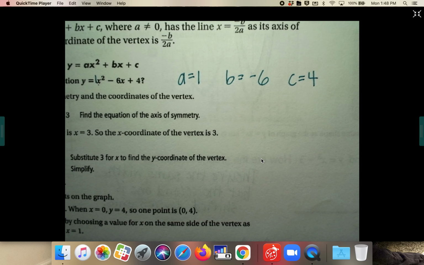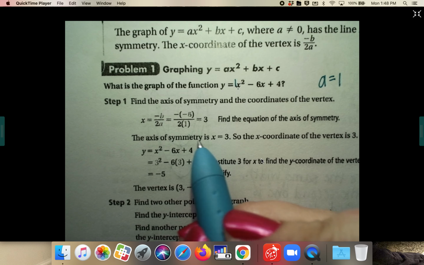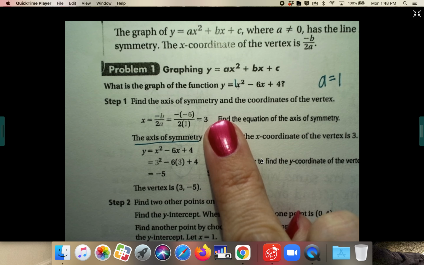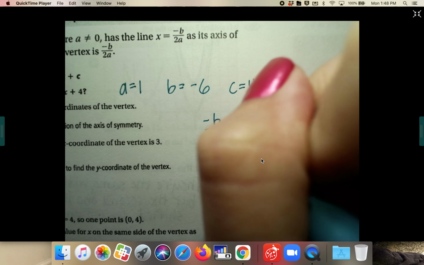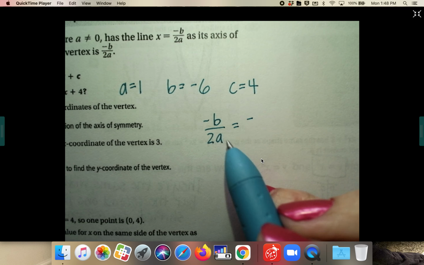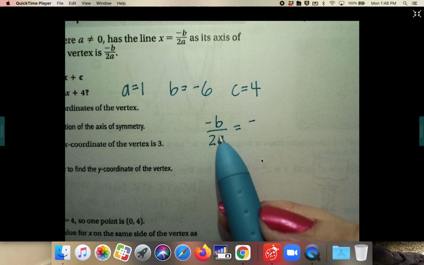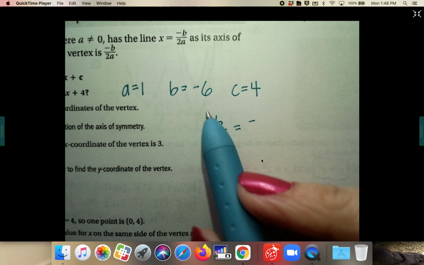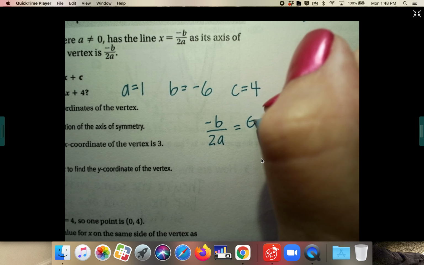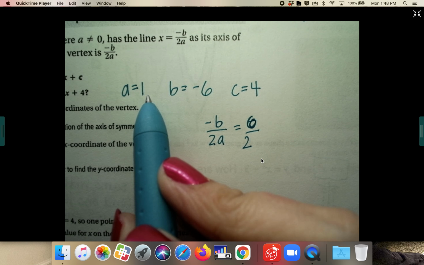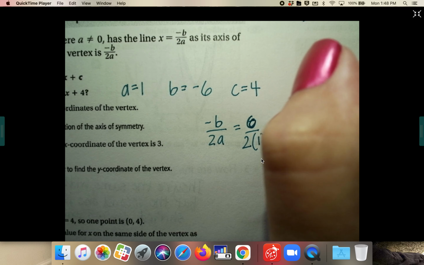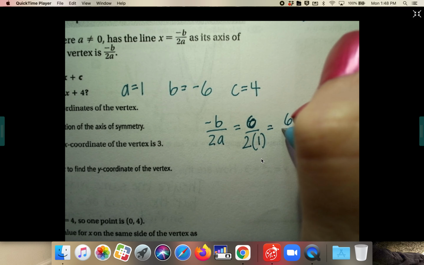So the first thing you want to do is find the axis of symmetry. Don't cheat and look at what they have. We'll calculate it. You would do opposite b over 2a. Opposite b is 6, oh, so opposite of negative is a positive. So that should be positive 6 over 2 times my a term, which is 1. 6 over 2 times 1 is 2. 6 over 2 is 3. So the axis of symmetry is x equals 3.